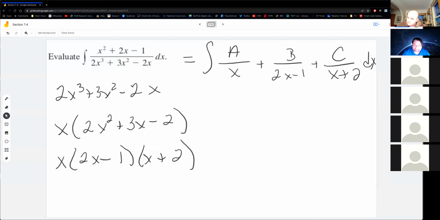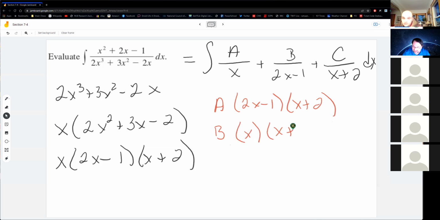So now my A is going to be multiplied by 2x minus 1 and x plus 2. My B is going to be multiplied by x and x plus 2. And my C is x and 2x minus 1.